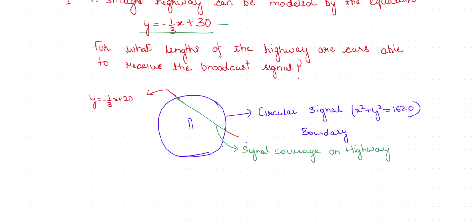So this is the tower, and this is the circular signal boundary, which is the blue color. This blue is the range of the broadcast signal from the radio tower, and this red line is the highway, and this green is the signal coverage on the highway. So we have to find these intersection points.